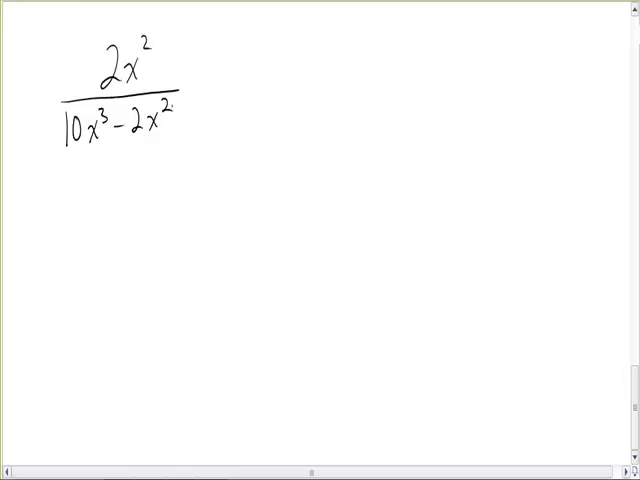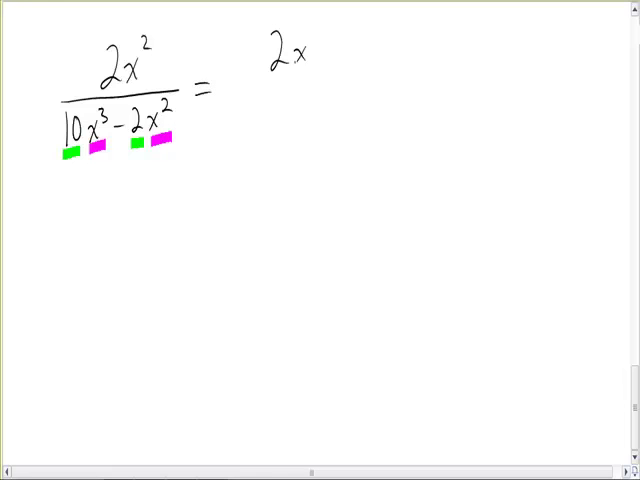On top, we just have a single term, 2x squared. There's nothing we can do with that right now. But if you look at the denominator, we've got a 10 and a 2. Those are both divisible by 2. And then we have x cubed and x squared. Well, those both have at least an x squared in them, so they're both divisible by x squared. So I can factor that out.